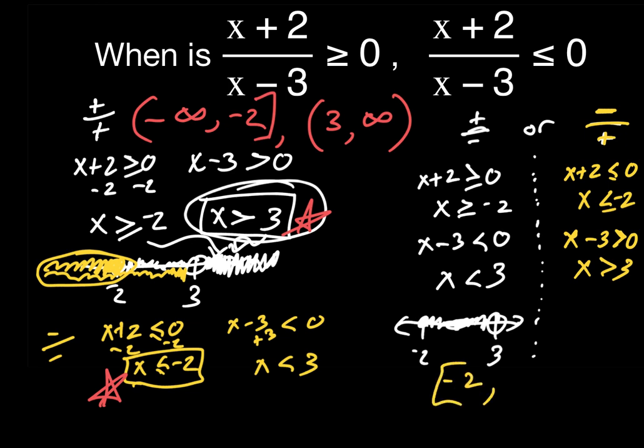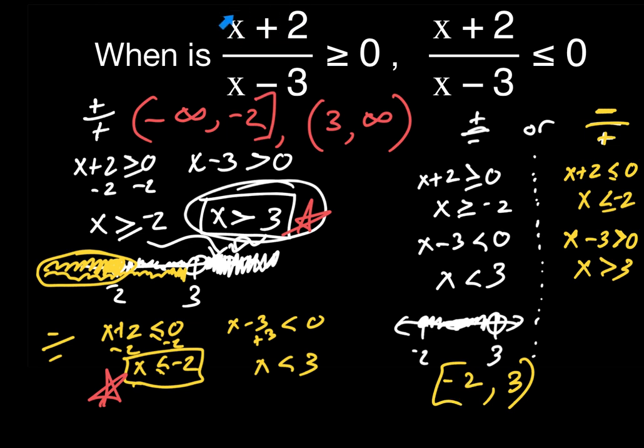bracket because it's closed dot, up to positive 3, open dot, which kind of makes sense because this one over here, when is it positive? It's positive from below negative 2 all the way up to above 3, but not in between. This one, it's negative when it's in between. On the left side, it included negative 2. On the right side, it also includes negative 2 because it equals 0 when x is negative 2.